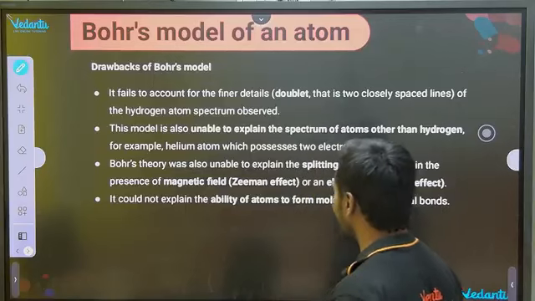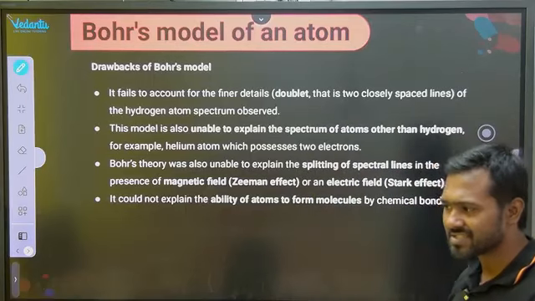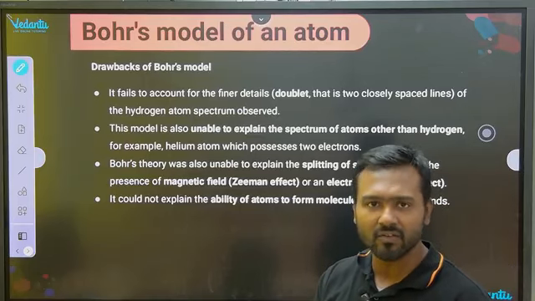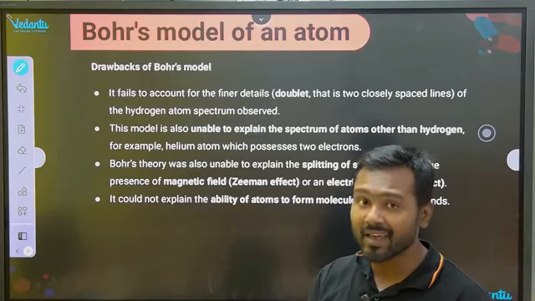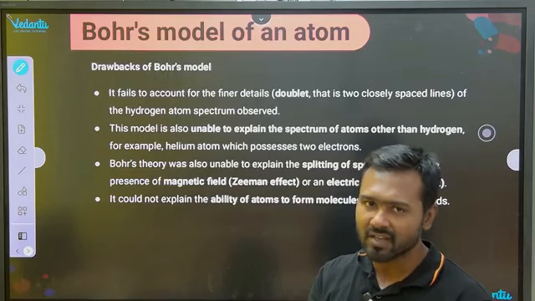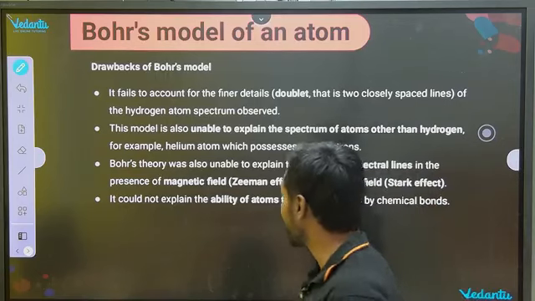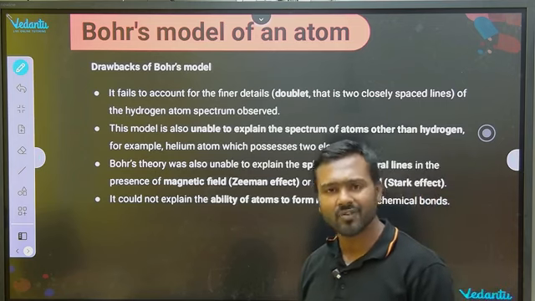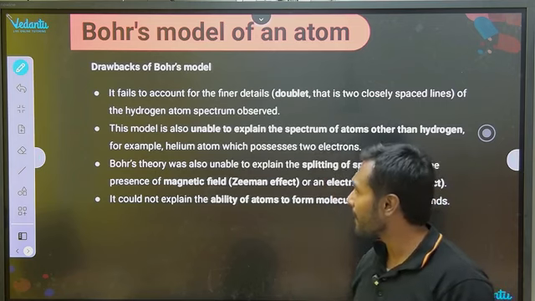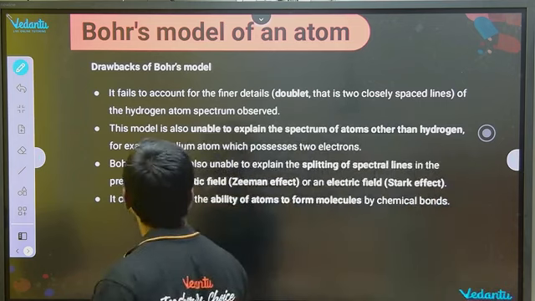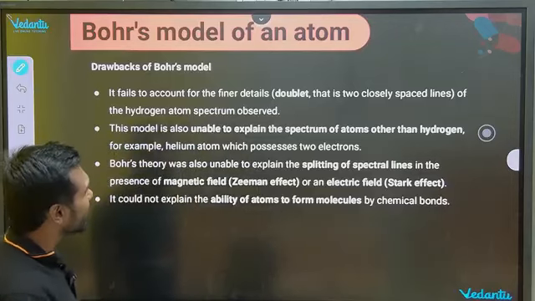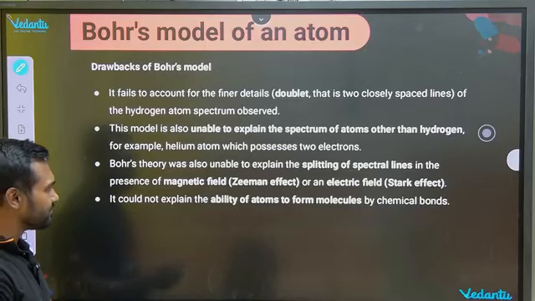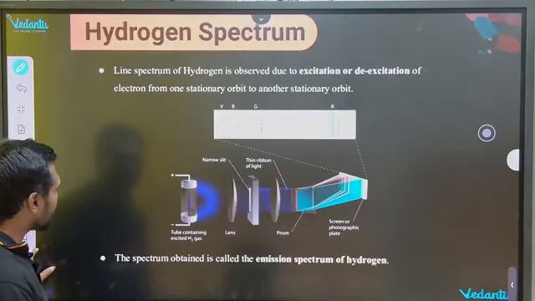Okay, drawbacks, they are not that important. In this one, what is the Zeeman effect and what is the Stark effect? Splitting of spectral lines in the magnetic field, splitting of spectral lines in the electric field. Electric field is the Stark effect, magnetic field is the Zeeman effect, and it is explained only for a single electron system, not for the multi-electron system. Next, it fails to explain the finer details, that is doublets of the hydrogen atom spectrum. Drawbacks are not that important.